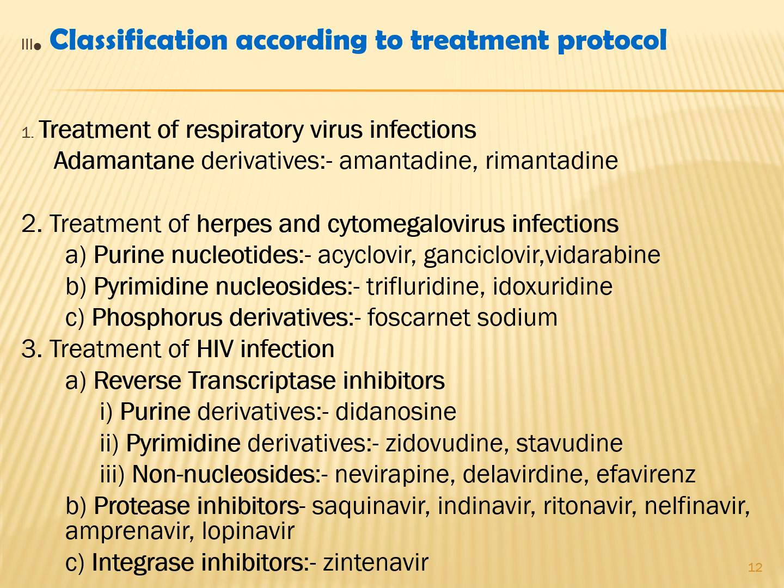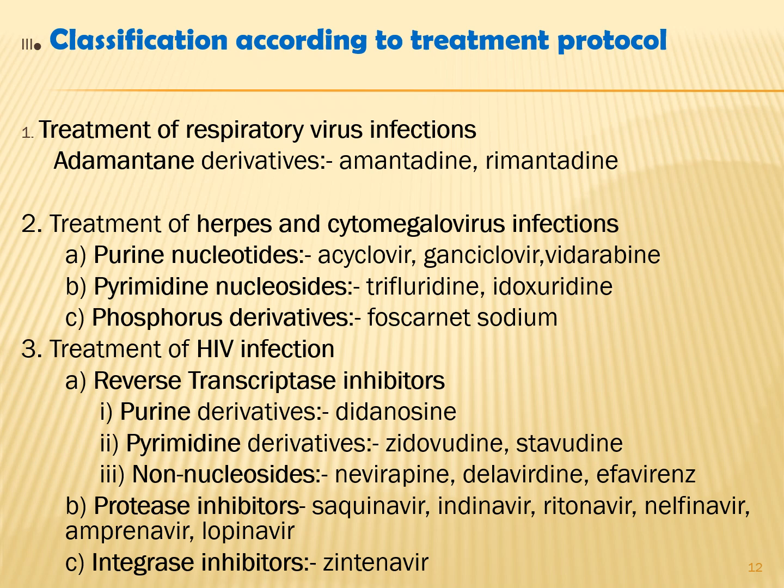Third classification is based on treatment protocol. First one, treatment of respiratory virus infections. Examples: adamantane derivatives like amantadine, rimantadine. Then treatment of herpes and cytomegalovirus infections.